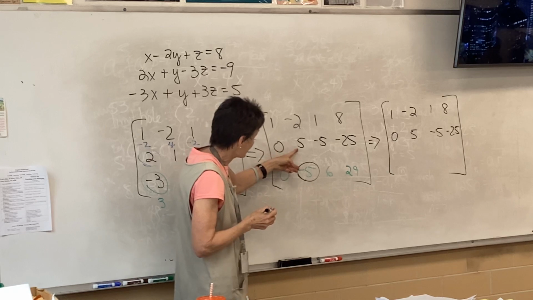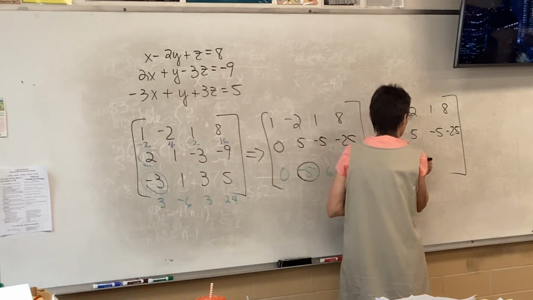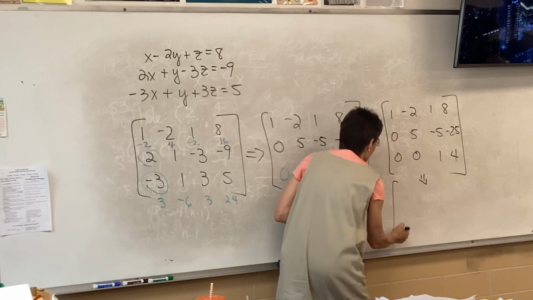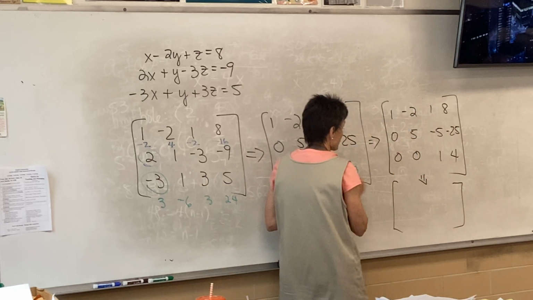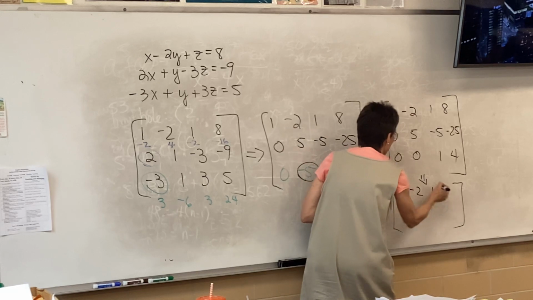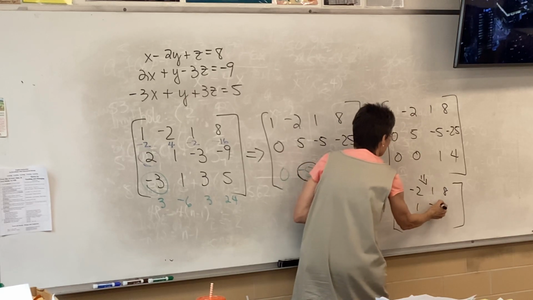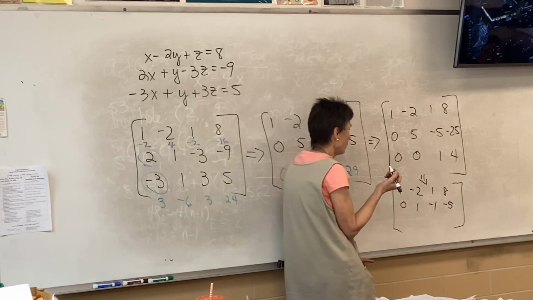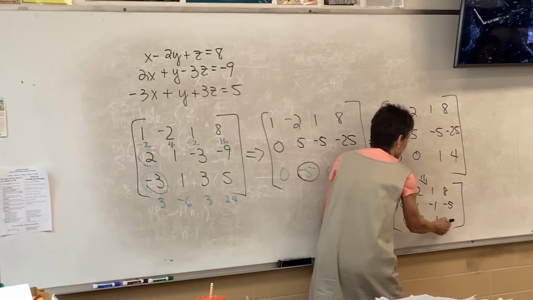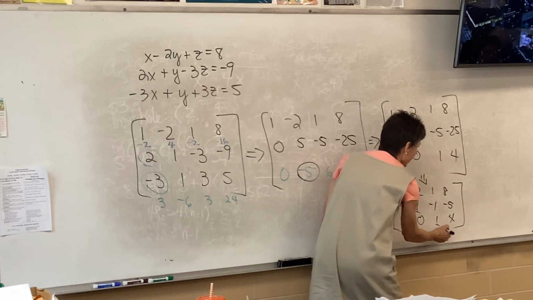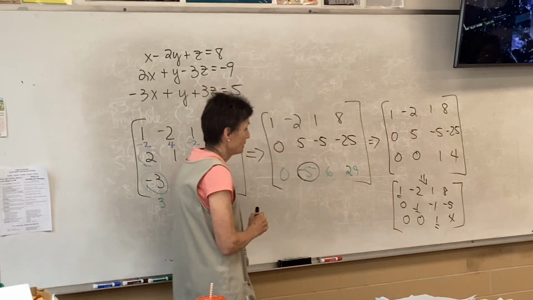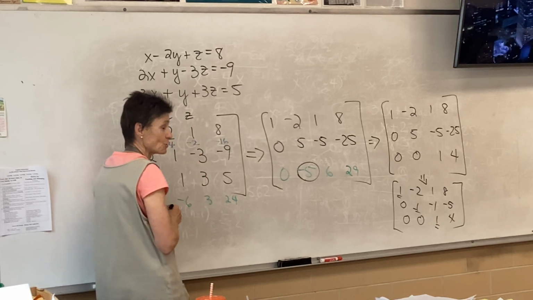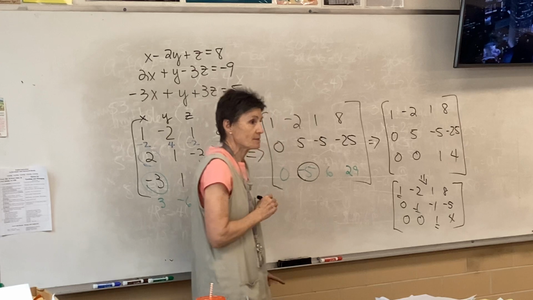So 0, 0, 1, 4. But my matrix isn't in echelon form yet, so I need to divide that middle row by 5. That's a technicality, it doesn't impact the answer at all. It's just so my matrix is in echelon form. So my variables for x, y, and z haven't changed. So z equals 4.